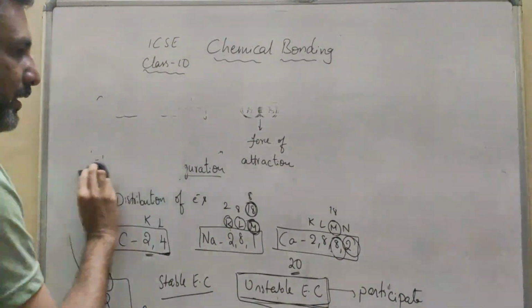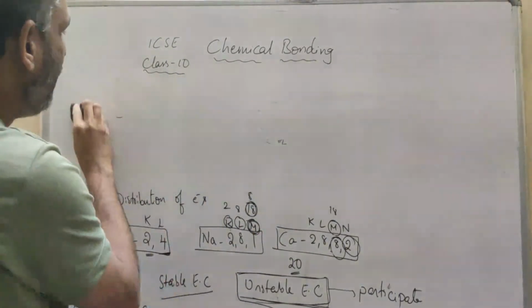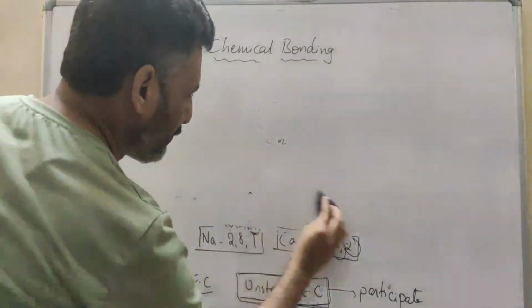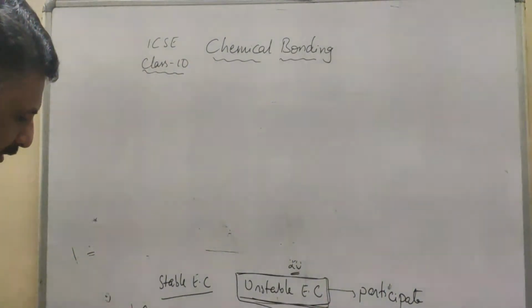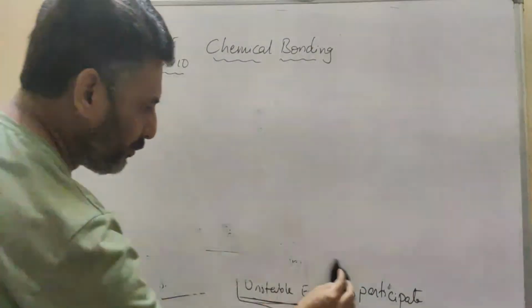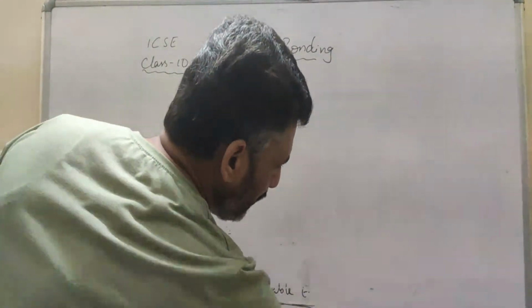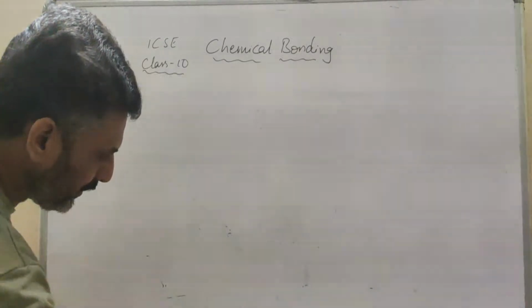Now in chemical bonding, mainly we discuss 3 types of bonds. One is the covalent bond, the second is the ionic bond, and the third is the coordinate covalent bond. We'll see them one by one.